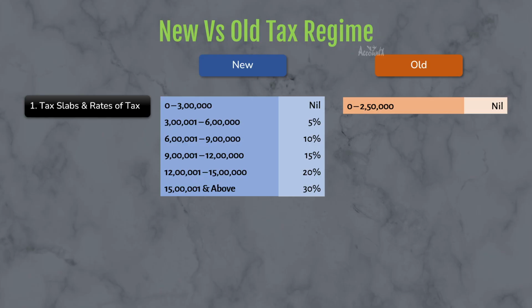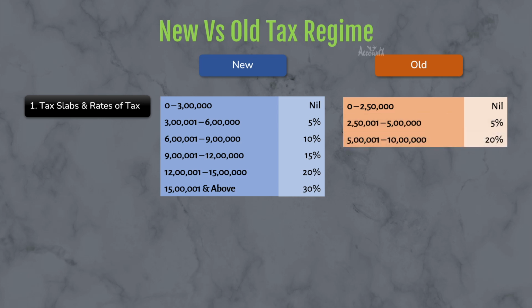Let's now compare this with the old tax regime. If your income is more than 2.5 lakh and if it is up to 5 lakh, rate of tax is 5%. More than 5 lakh up to 10 lakh, it is 20%. More than 10 lakh, rate of tax is 30%.